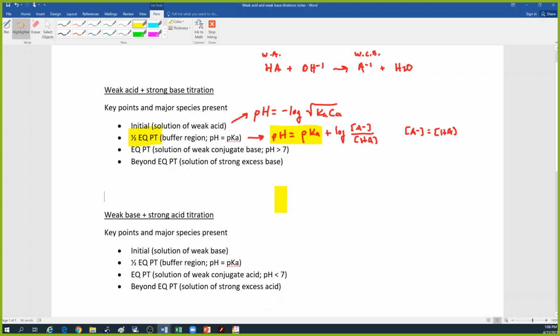So that's a key point and a real easy one to find. And I'd asterisk this. This is one of the most important points because it's always going to come up in a question about a titration curve, almost always, in one form or another.